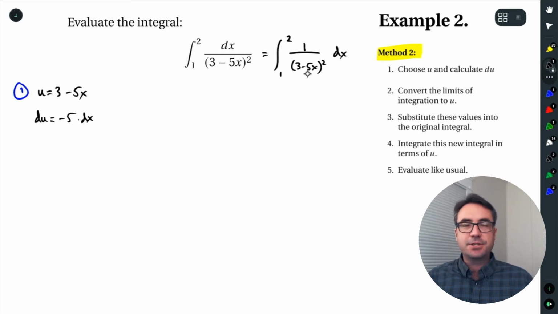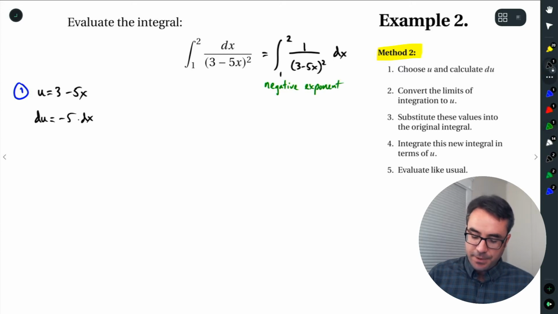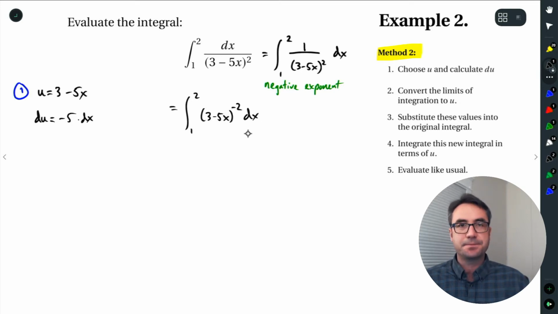And then when we have a fraction where there are no variable terms in the numerator, just rewrite this with a negative exponent. That's a standard thing we sometimes do to help us with the integration. If we do that, we have the integral from 1 to 2 of (3 minus 5x) raised to the negative 2 dx. Rewriting it like this really just confirms our choice for u. We have this power function raised to the negative 2. We have a nice set of parentheses with something complicated inside, the 3 minus 5x. And that's what we picked for u.